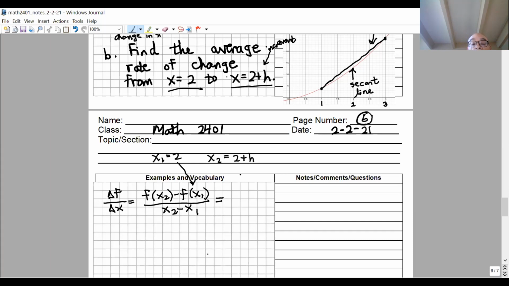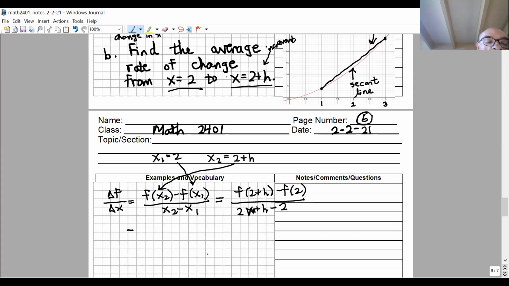So that's fine. And so this is the value that we're going to plug in for x2 in our formula, right? So we have f of 2 plus h minus f of 2 over, I'm sorry, 2 plus h minus 2. See, x2 was 2 plus h, so I plugged in 2 plus h for x2, and x1 was 2, so I plugged in 2 there. And then in the bottom, x2 was 2 plus h minus 2.